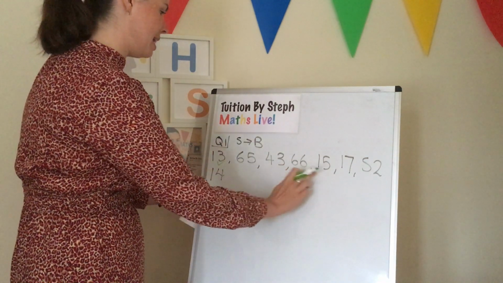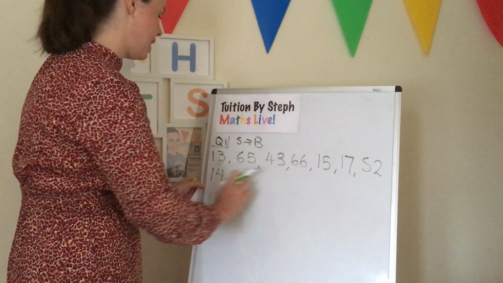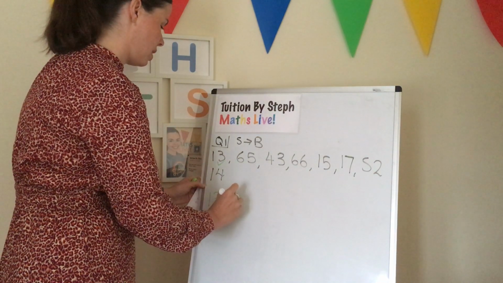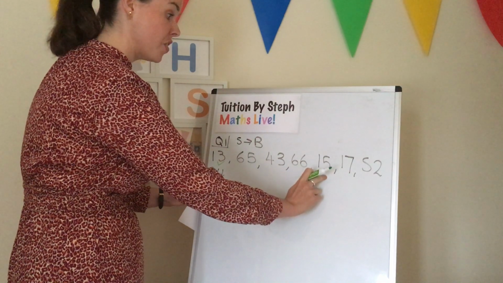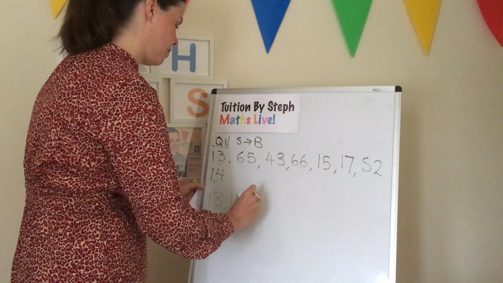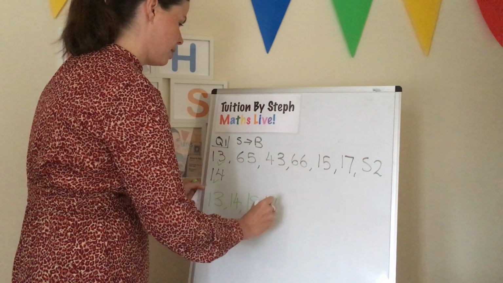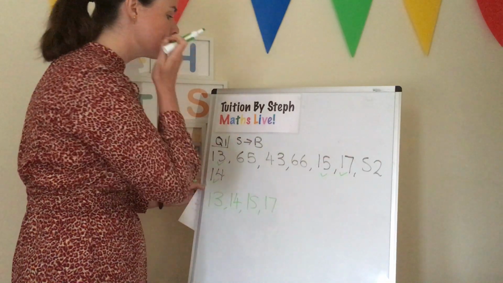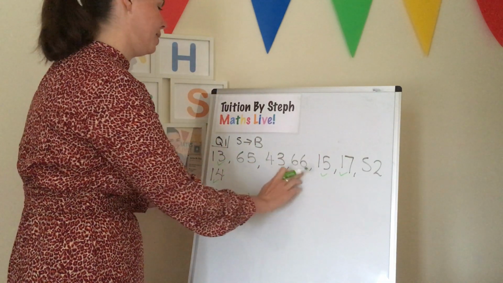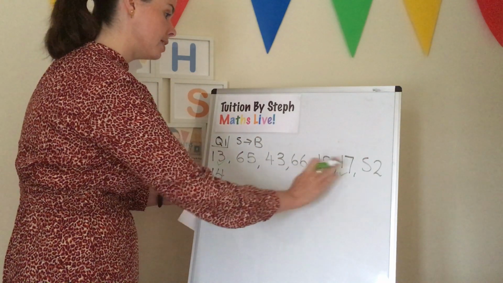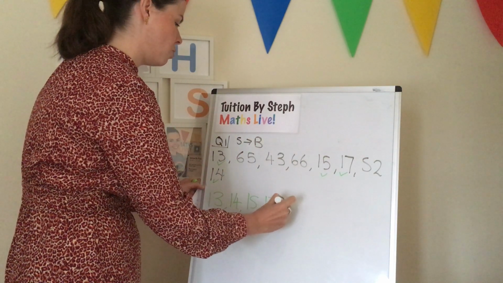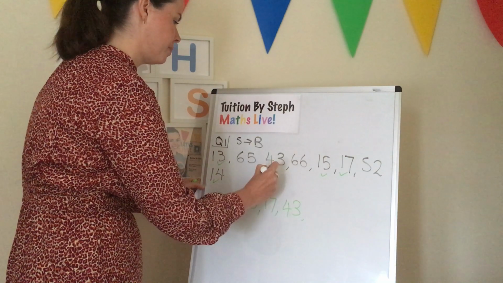Have we got any more teens? We've got 15, 17, 14. That's our next smallest. Any more teens? We've got 14, 15 and then 17. Okay, so done. Right, we've done all the teens. Are there any in the 20s? No. 30s? No. 40s, there's just 43. So 43 is the next number.